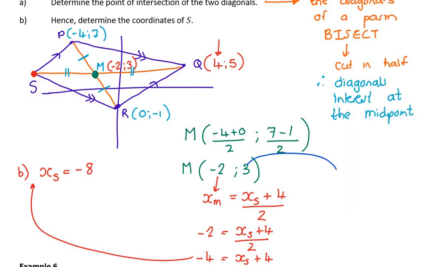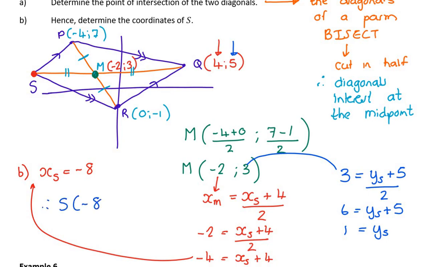How can I use this for the y value? Well, 3 is the midpoint of the y value of S and 5, because that's the y value of Q, divided by 2. So again, multiply by 2 on both sides, get 6 equals the y value of S plus 5. So my y value of S is 1. So what are the coordinates of S? S is the point (-8, 1). Now, that is one way to work this out.